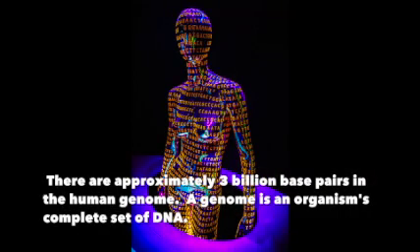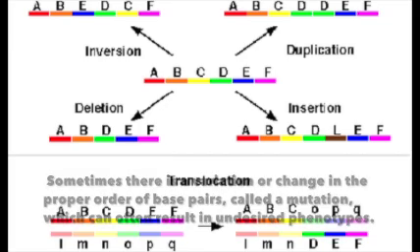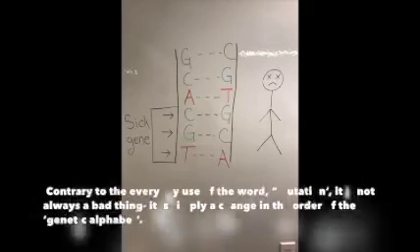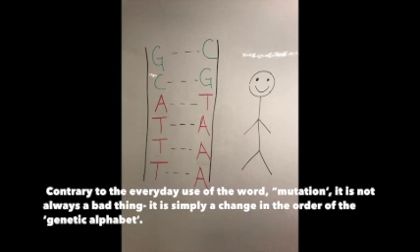There are approximately 3 billion base pairs in the human genome. A genome is an organism's complete set of DNA. Sometimes there is a variation or change in the proper order of base pairs, called a mutation, which can often result in undesired phenotypes. Contrary to the everyday use of the word mutation, it is not always a bad thing. It is simply a change in the order of the genetic alphabet.